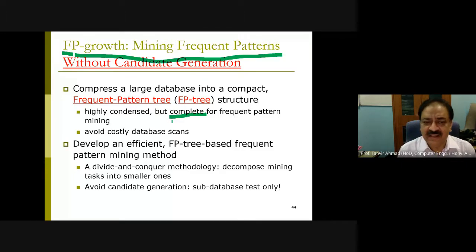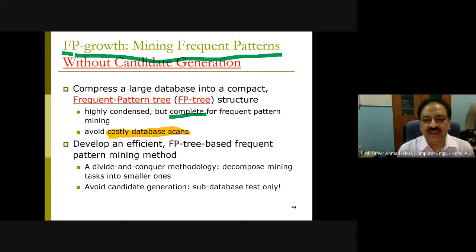And therefore, the advantage is that you are going to avoid the costly scans of the database. Because you know that in Apriori, you require to scan n+1 times, but in this one, you do not require to scan n+1 times. Okay, and I will tell you later how many scans you require in order to generate the frequent patterns.